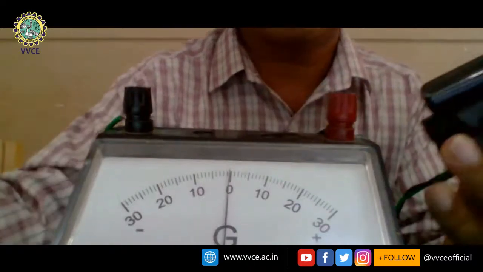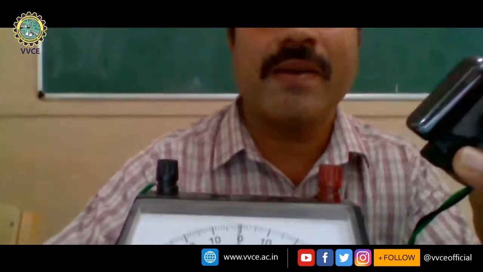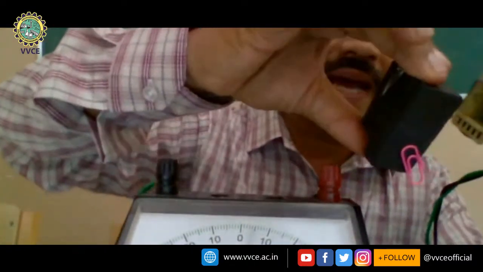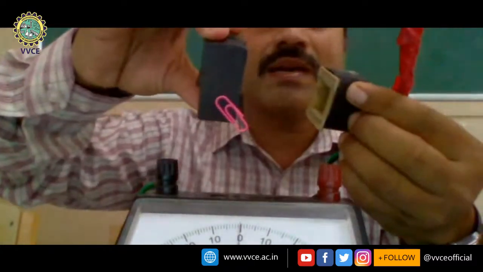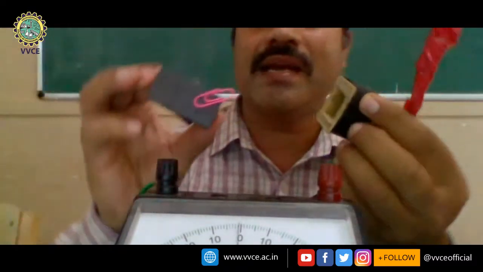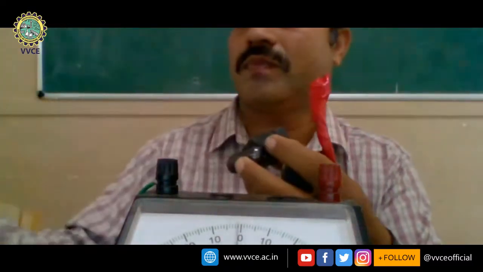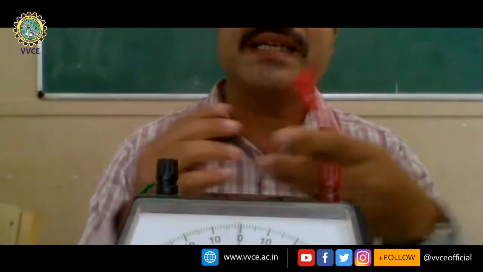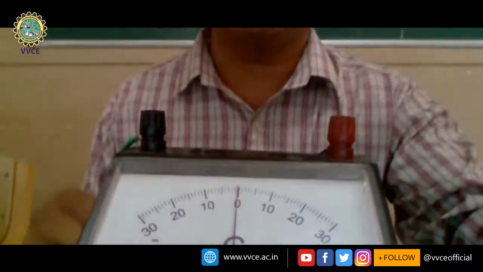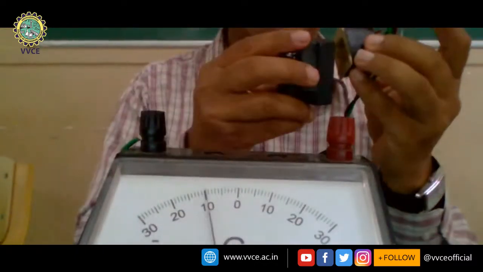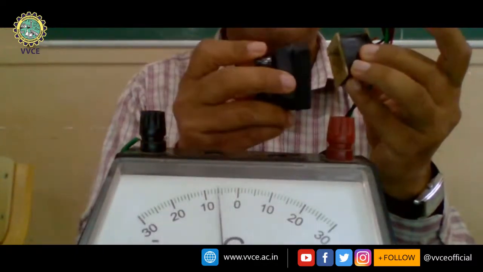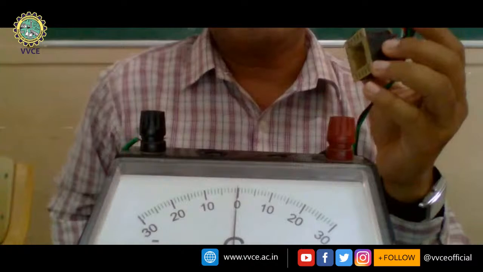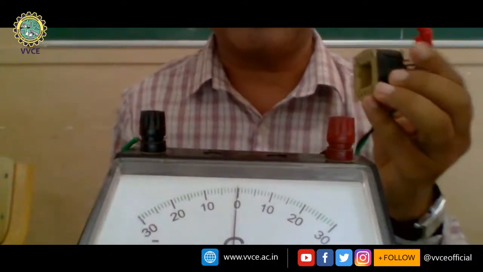So here what I am doing is just moving the magnet towards the coil. Here is a magnet. Now, this indicates a current is generated in the circuit. See here, I am moving, current is generated. Now, we have to observe a few things here.